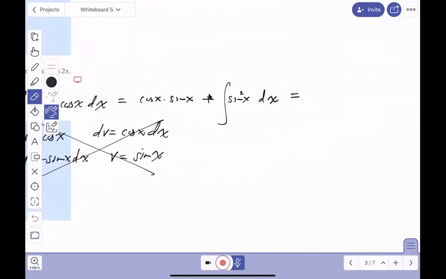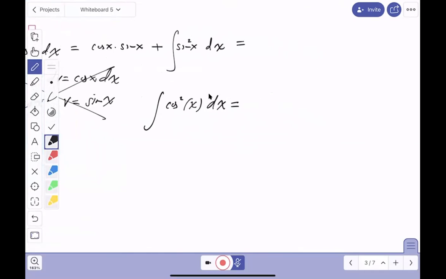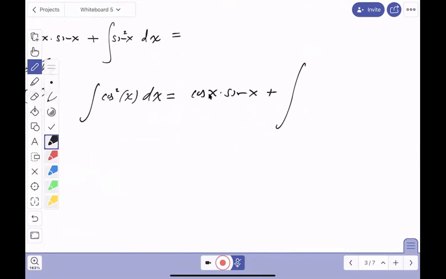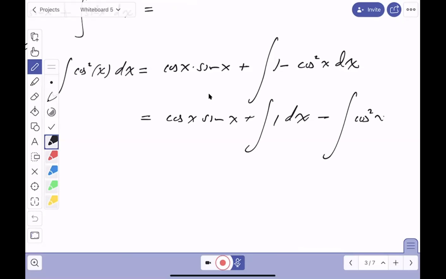All right. So maybe I should write this down and decide over here. So I'm seeing that the integral of cosine squared x dx is equal to cosine x sine x. That's a struggle, isn't it? Plus, well, I'm going to write the sine squared in terms of cosine squared. So it's going to be 1 minus cosine squared x dx. Same thing as sine squared. So I think I can write something else down here. And this would be cosine x sine x plus the integral of 1 dx minus the integral of cosine squared x dx.